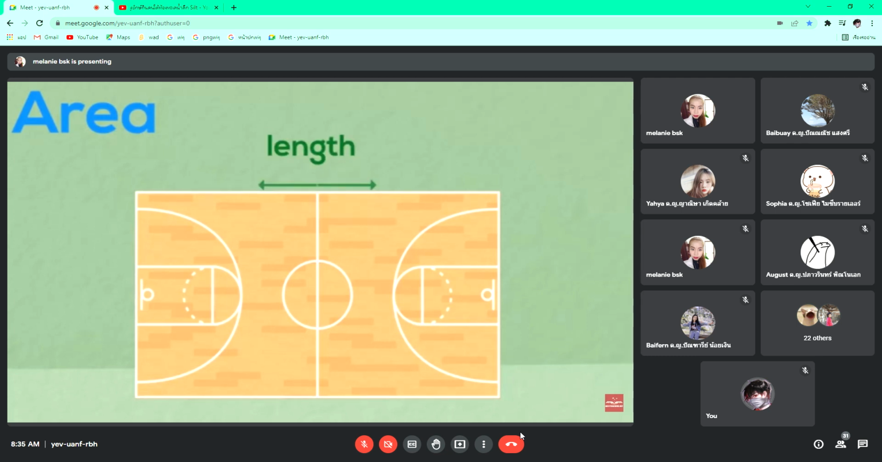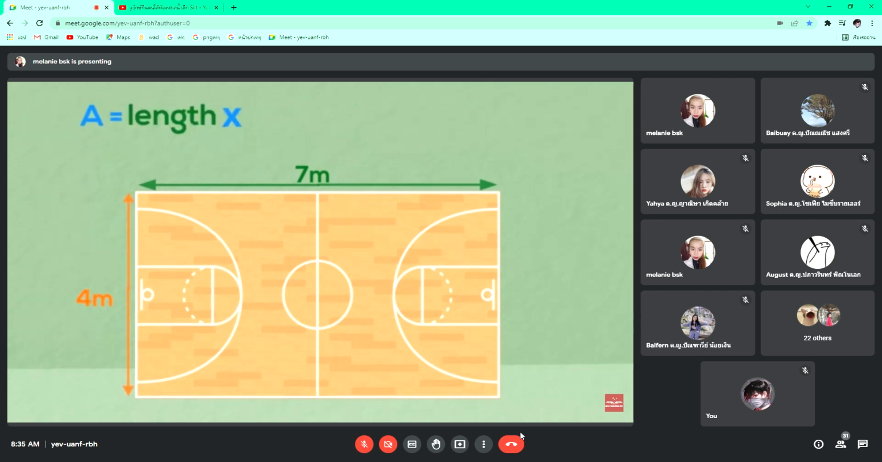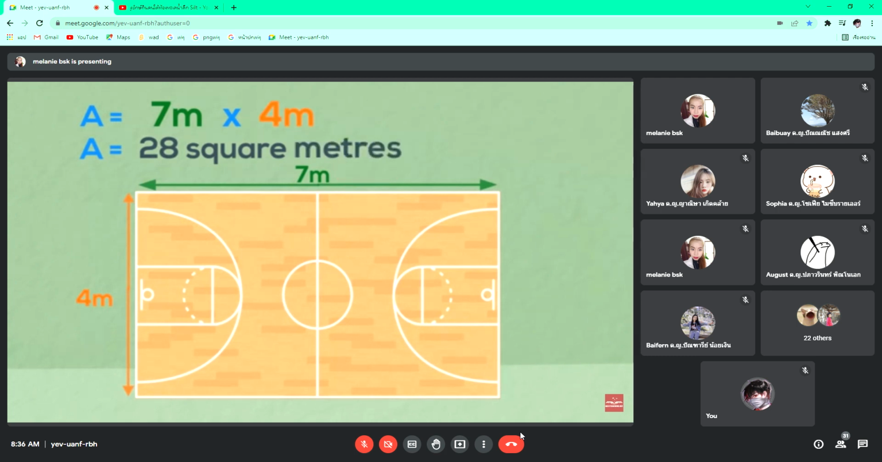We will need to know the length and the width of our shape. The length is 7 meters and the width is 4 meters. The rule for calculating the area of a rectangle is length times width. So, to calculate the area of this rectangle, we must multiply 7 meters by 4 meters. 7 times 4 equals 28. The area is 28 squares. And because our measurements are in meters, the area is 28 square meters.